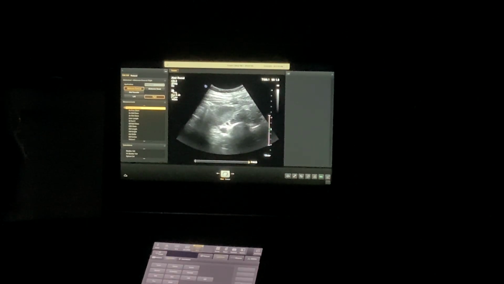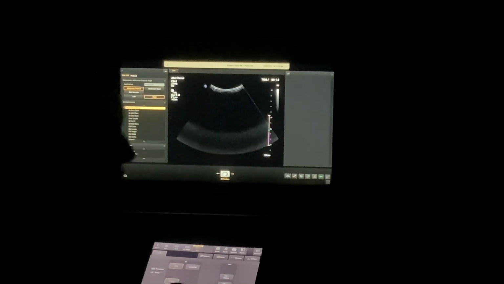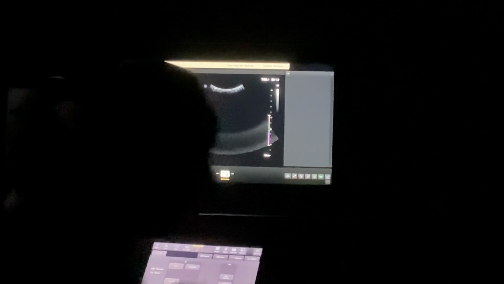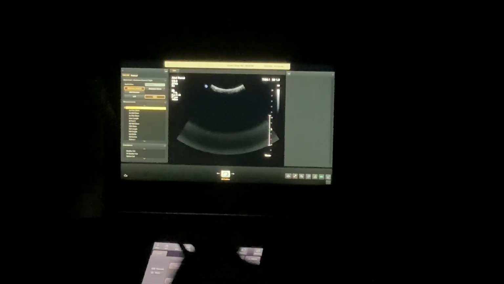And breathe. And that's my inferior. Y'all see how I did that? All right. That is kidney. Back on your back, please. Now we're going to do bladder.